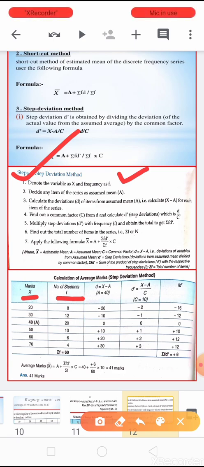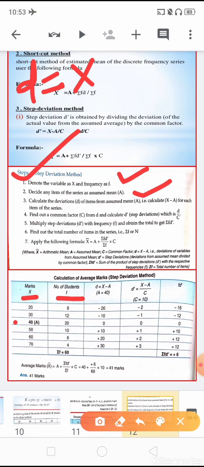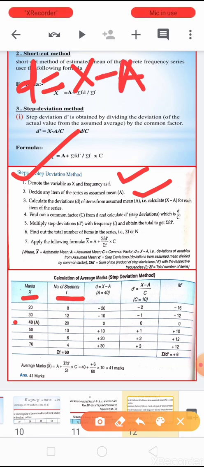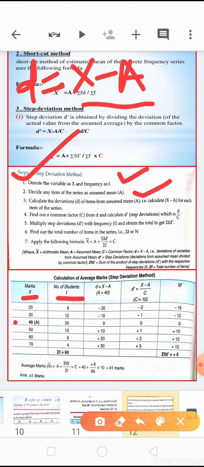Then we need to decide any item of the series as the assumed mean. The same as before, we have assumed 40 as the assumed mean. Then we need to find the deviations, which we have already done in the previous method. The deviation is calculated by subtracting the assumed mean from the variable. So d is calculated by subtracting the assumed mean from the variable x, that is x minus a equals d. So 20 minus 40 is minus 20, then minus 10, then 0, then plus 10, then plus 20, and then plus 30.